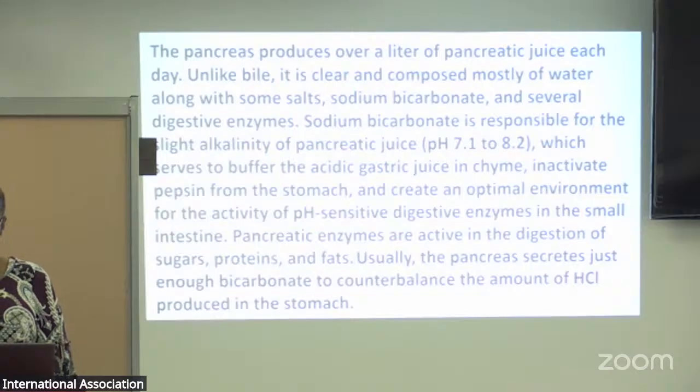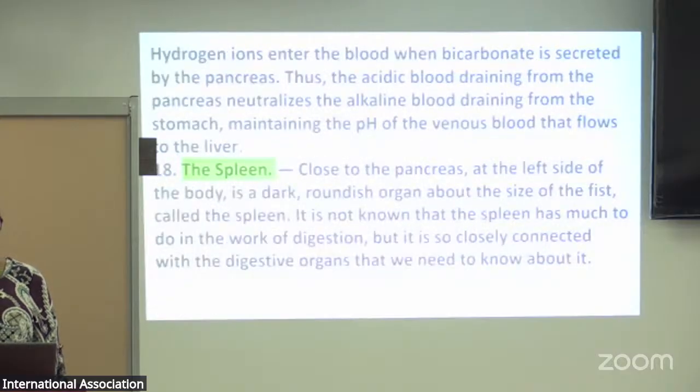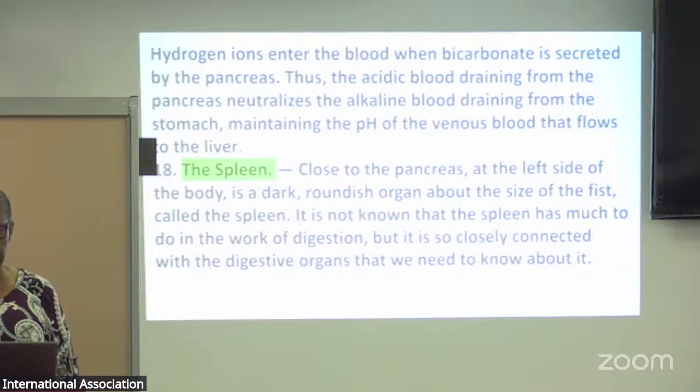Usually, the pancreas secretes just enough bicarbonate to counterbalance the amount of HCl produced in the stomach. Hydrogen ions enter the blood when bicarbonate is secreted by the pancreas. Thus, the acidic blood draining from the pancreas neutralizes the alkaline blood draining from the stomach, making the pH of the venous blood that flows to the liver neutral.